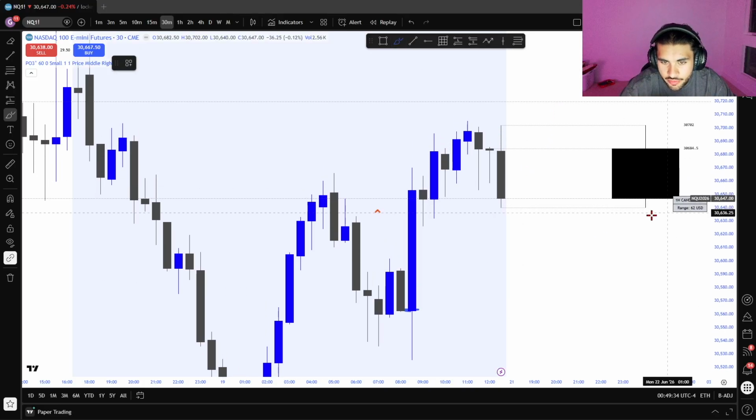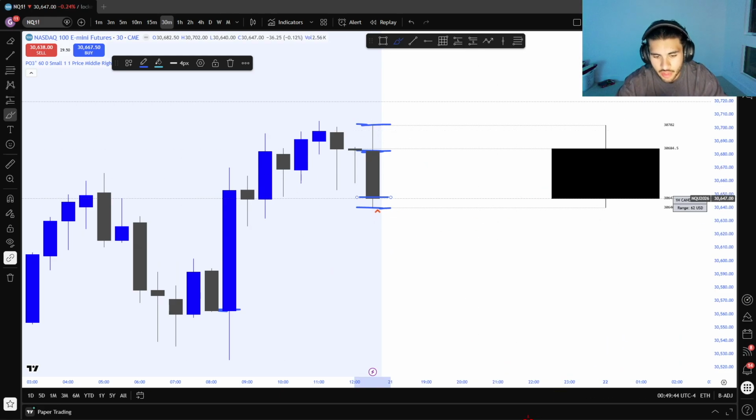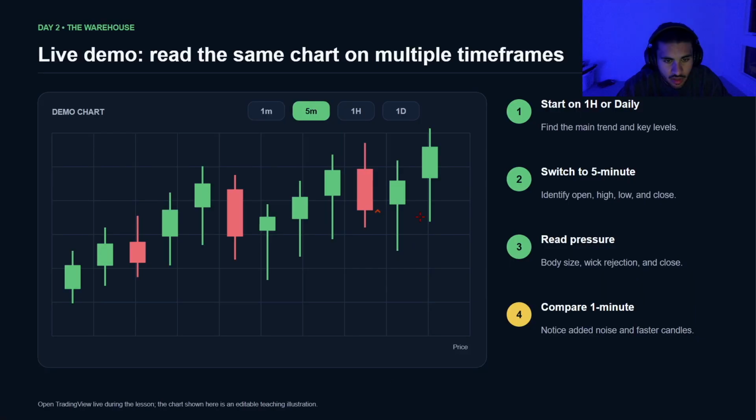Down candle right here. Perfect. The most recent one. Where's price open? Right here. The highest price pushed to? Right here. The lowest price pushed to? Right here. And where does price close eventually? Right there. Nothing else to it, honestly. That's genuinely it.